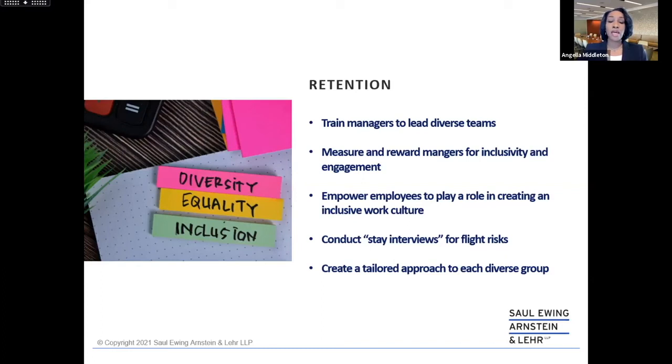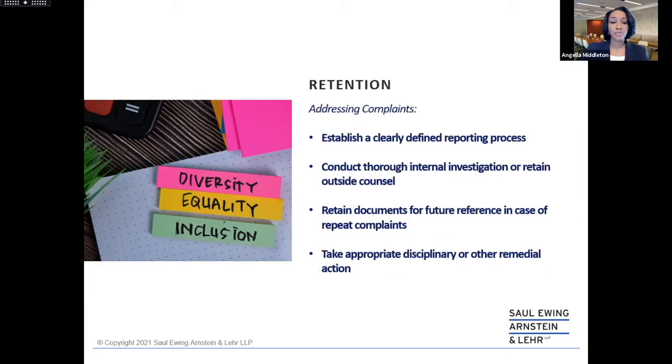Stay interviews, I think, are really an underutilized resource, and research shows that it can be one of the most effective diversity retention tools. This is a proactive way to make sure that your diverse talent understands and appreciates their value in the company before they even begin to think about transitioning. And so it's important to identify who those possible transitioners might be and have those conversations sooner rather than later. Next slide.